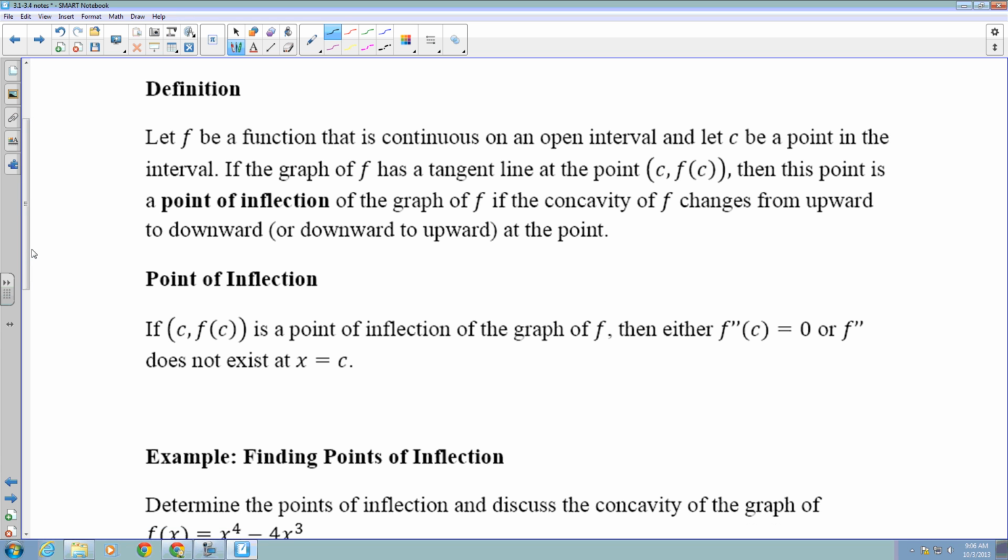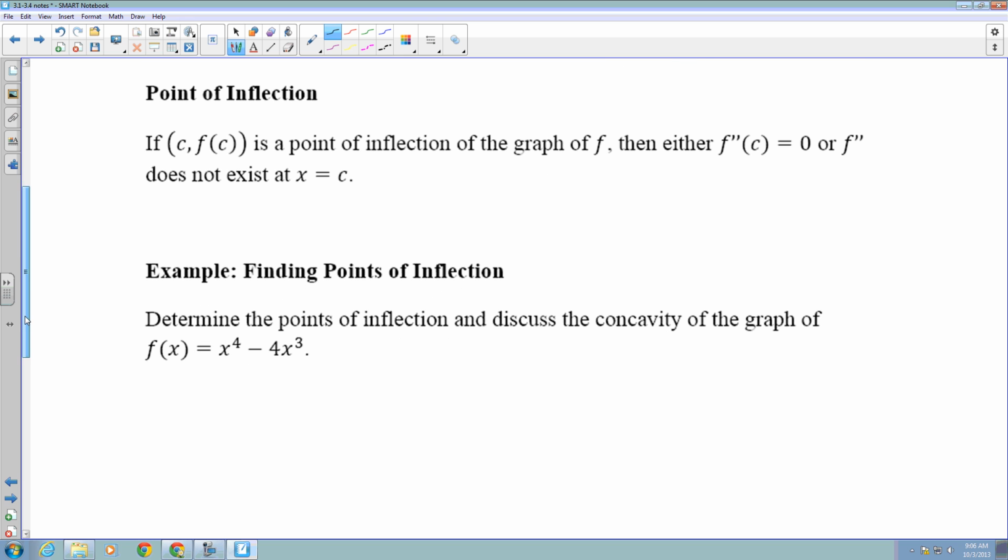Okay, a point of inflection. Let f be a function that is continuous on the open interval. C is a point. If the graph of f has a tangent line at that point, then that's a point of inflection, but it's only a point of inflection if the concavity changes from up to down or down to up at that point. If (c, f(c)) is a point of inflection, then f double prime of c is either equal to 0 or doesn't exist. So those points that we were finding, those were our possible points of inflection.